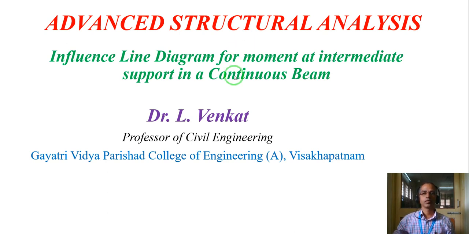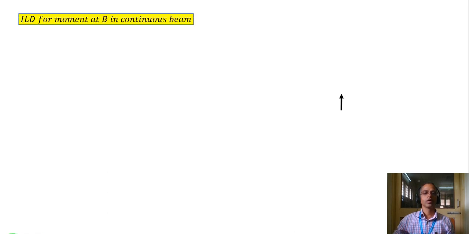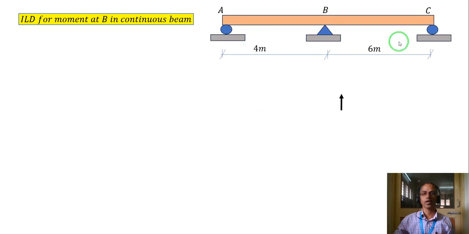Here, the ILD for moment at intermediate support. So if you look at ILD for moment at support B, take the span AB and BC, a two-span continuous beam. The first span has 4 meter length, the second span is 6 meter length.